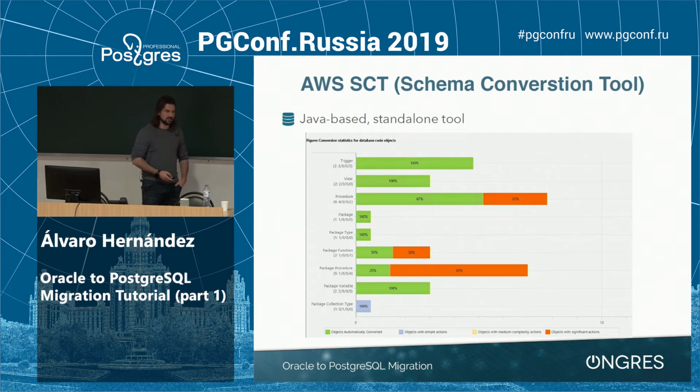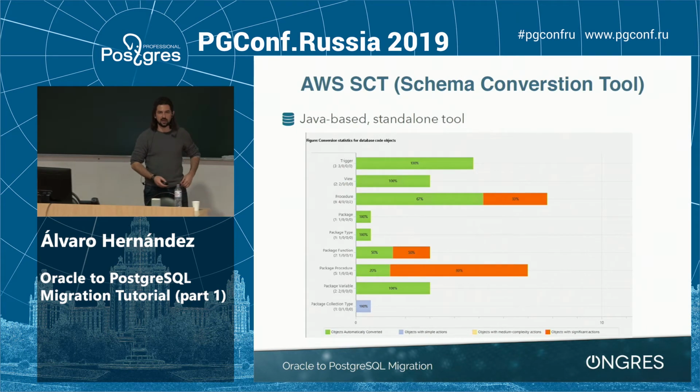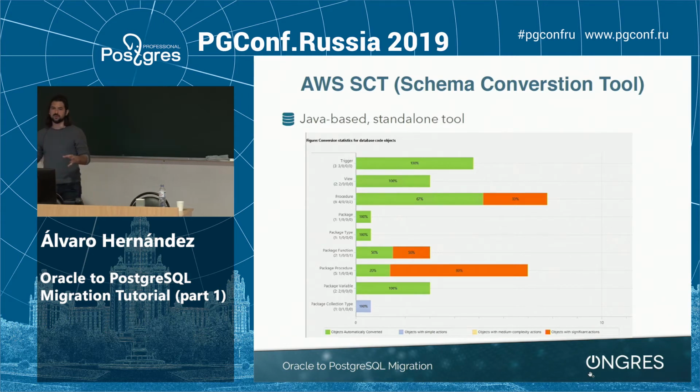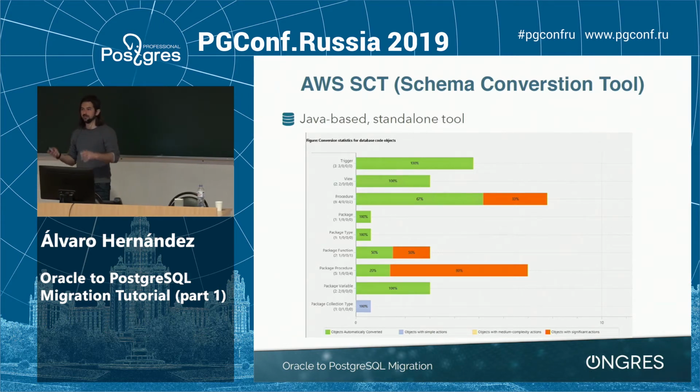The other tool that can help you here is the Schema Conversion Tool that comes with the DMS, the Database Migration Service by Amazon. So Amazon has the service called DMS, Database Migration Service, which supports migration of many databases to many databases. There are several tools in the market that perform this. The advantage of this tool is that it's free, provided that either the origin or the destination is on the Amazon cloud.